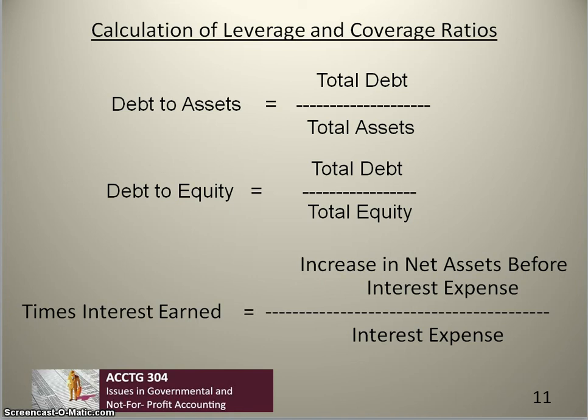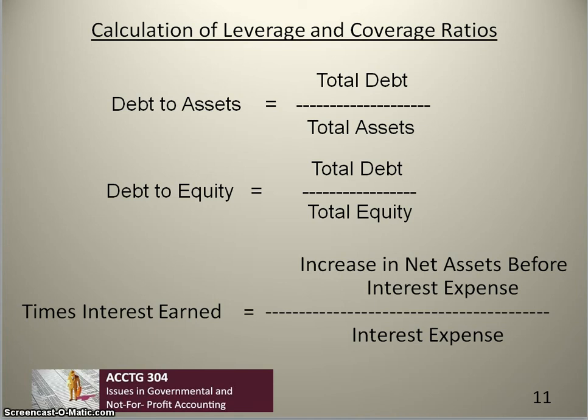In the case of debt to assets and debt to equity, a lower number is better. So if these values for your organization are below industry averages and going down, that would be a sign of strength. In the case of times interest earned, a higher number is better. So if for your organization, times interest earned is above the industry average and increasing, that would be a sign of strength.